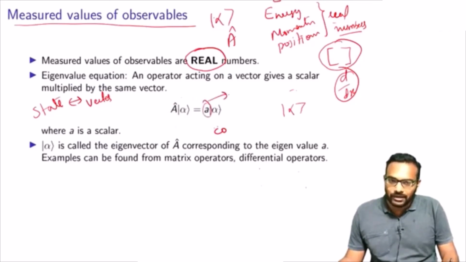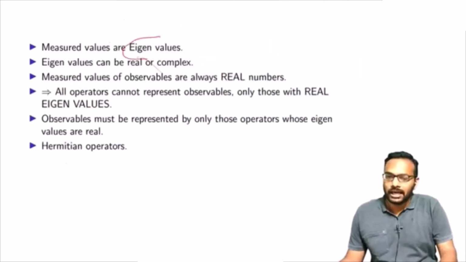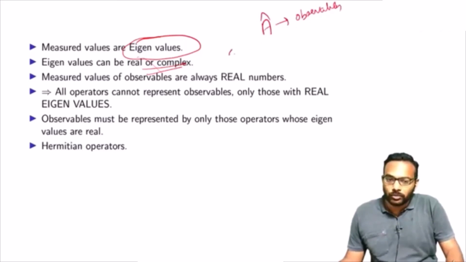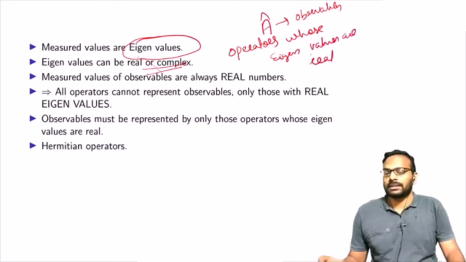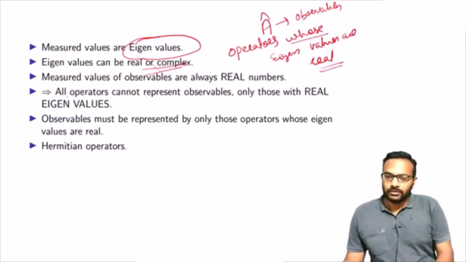We'll try to make the identification that eigenvalues are the measured values. We'll try to make the identification that measured values are actually eigenvalues. But there's a problem, eigenvalues can be real or complex. This means that we cannot take all operators as representing observables. We can only take those operators whose eigenvalues are always real. So if you want to represent the measured values by eigenvalues, you should take only those operators whose eigenvalues are actually real. So we conclude that all operators cannot represent observables, only those with real eigenvalues.